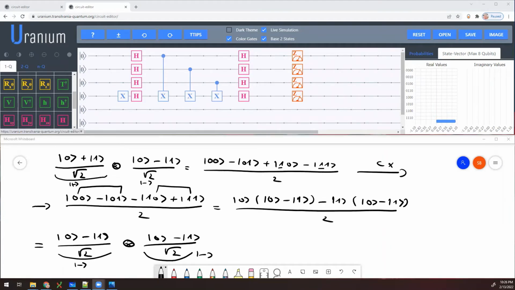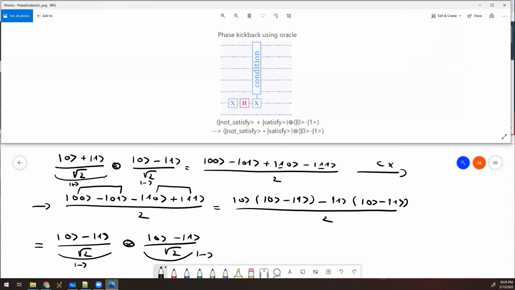Let's try to generalize this. One way to do it is to think about the control as not one qubit, but a register. If we start with the register in a full superposition, then we can have a gate that applies the X on the target only when a condition is satisfied. For all the states that satisfy the condition, the X is applied, and for all the states that don't satisfy the condition, the X is not applied. What we expect is that the phase is copied only to the states that satisfy the condition. Let's see that mathematically.